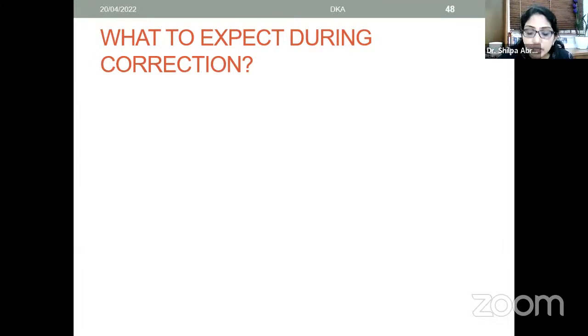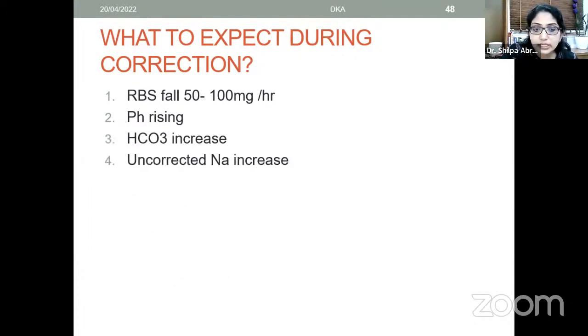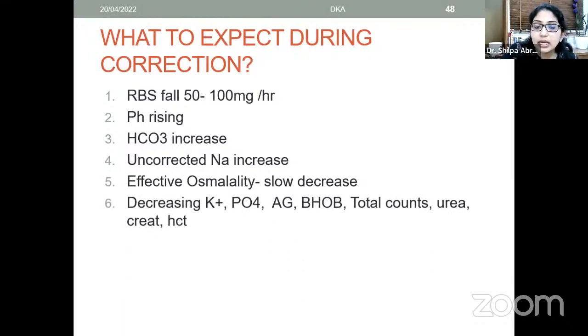Now, when you are correcting DKA, if you're going in the right track, what do you expect? One, RBS to fall by 50 to 100 milligram per hour. The pH should slowly rise. Bicarbonate should slowly rise. Uncorrected sodium should slowly go up. The effective osmolality should slowly decrease, and your total counts, urea, hematocrit, potassium, phosphate, all this will fall. Okay, so that's why we keep a close monitoring of this 2 hourly and correct as needed.